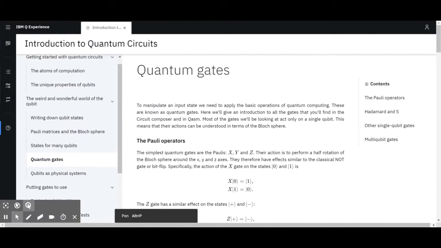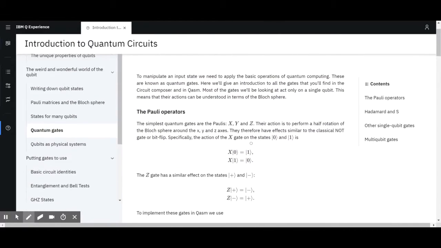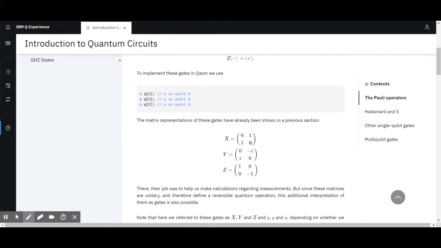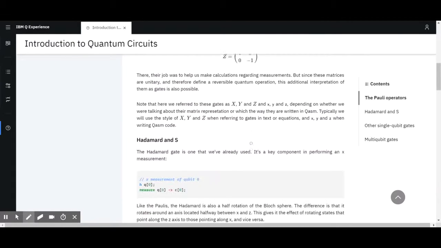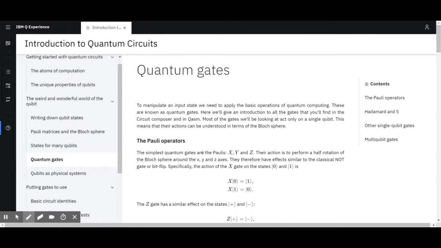So, quantum gates. Let's see. I think that's probably one of the more interesting sections within the guide, because it drops some important intuition facts that we can use to build upon our knowledge of quantum computing. So basically, it's explaining to us.